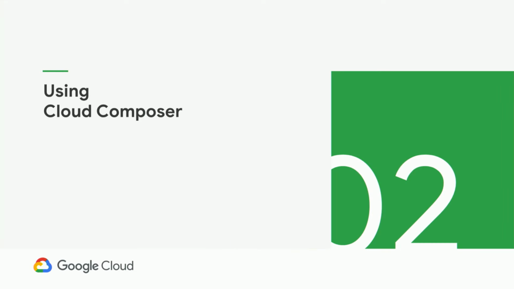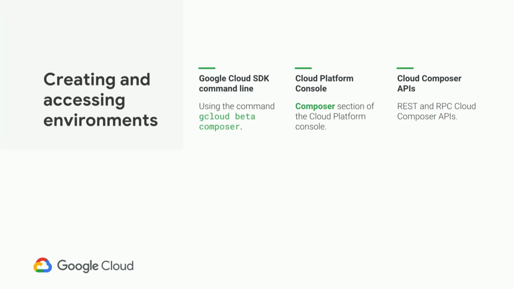So here's a quick recap. We have just talked about what Composer is, the problems Composer tries to solve, some of our initial product goals, some of the Composer notable features, and our design decisions. Next, we're going to talk about how we can use Composer to actually author and schedule a workflow. To create and access Composer environments, there are 3 ways. You could either use Cloud SDK, which is our command line tool, or you can use the Cloud Console, which is the UI tool. And finally, you can also interact with the service programmatically using our API.